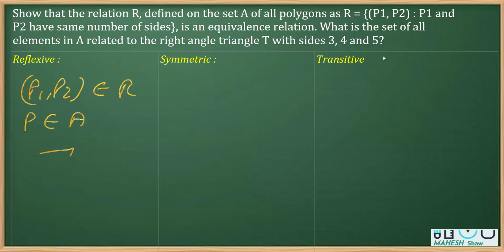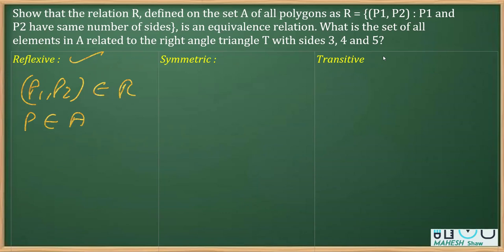If I take a polygon of any number of sides, say for example a polygon of 7 sides, then the same polygon will have again 7 sides, right? So we basically say that it is reflexive as the same polygon will have the same number of sides. So it is reflexive.